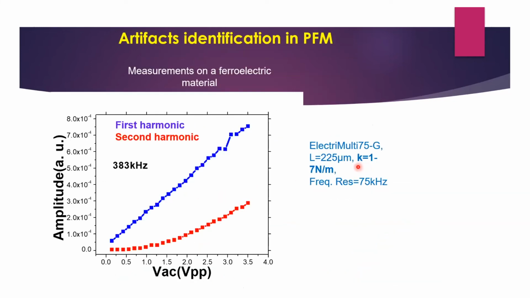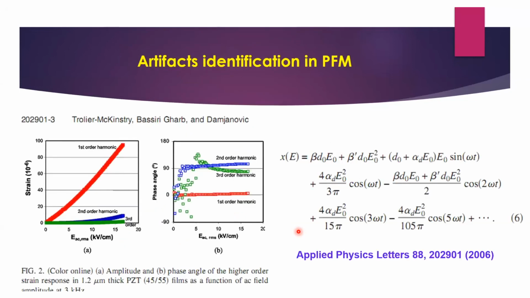If you use a stiff tip, you obtain this difference of the second and the first harmonic. For this tip, there is no problem comparing the first and second harmonic to say if the PFM signal is due to a ferroelectric or non-ferroelectric signal. We developed an additional criteria to this amplitude criteria.